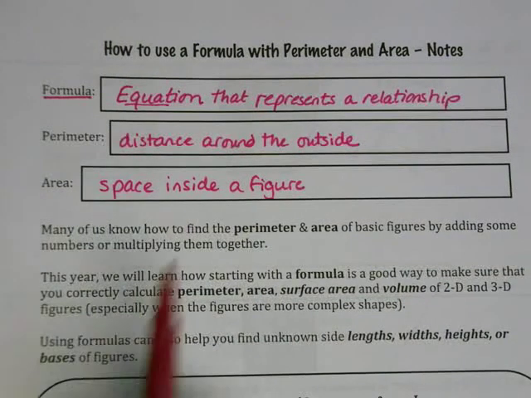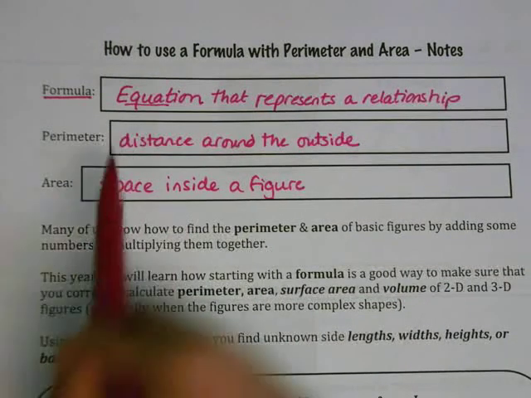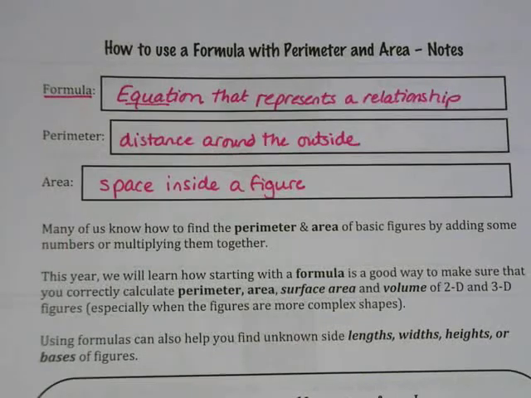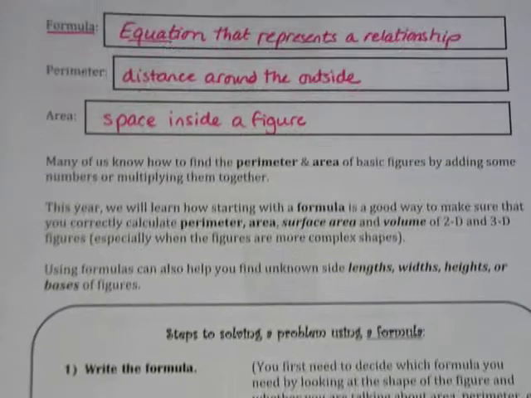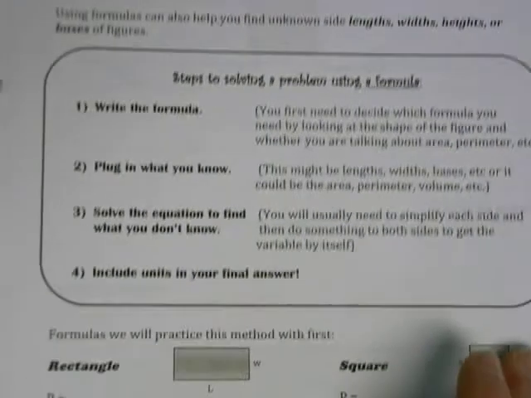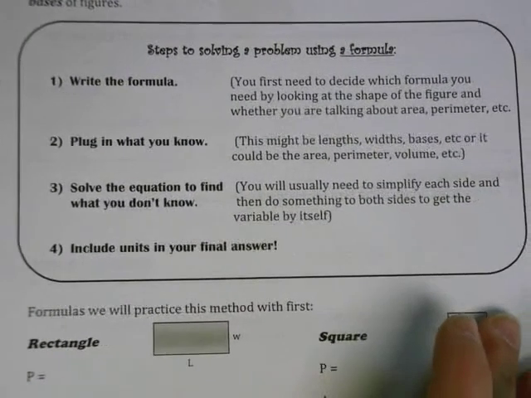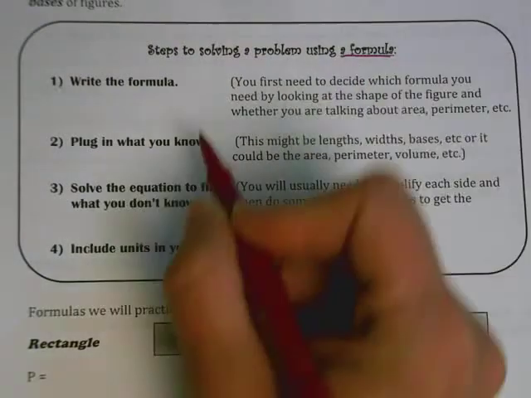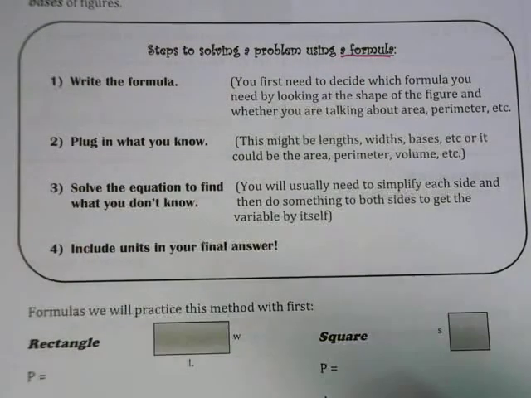So what it's looking at is, in the past, you've found perimeter and area just by maybe adding up all the sides or doing something to find the area. We want to make sure you know how to use a formula for area and perimeter because that'll get us used to the formulas that you're going to see for other shapes. So I'm going to scooch this down and just take a look at the steps to solving a problem using a formula. There's kind of 4 quick steps that we're going to do over and over and over again.